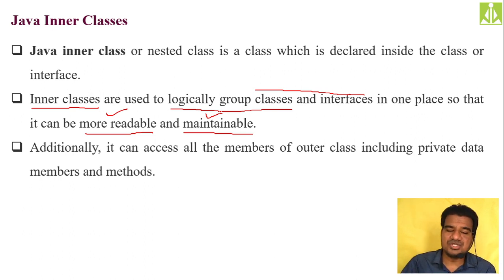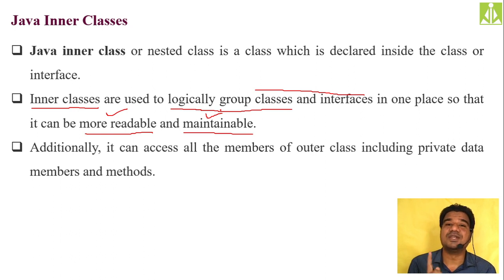Additionally, a nested class can access all the data members of its outer class, including the private data members and methods. Remember this one. When your nested class becomes a part of the outer class, ultimately it has the scope right to the private data members and methods as well.